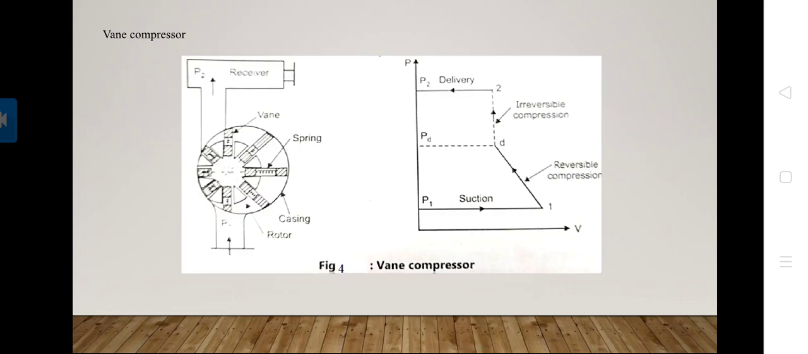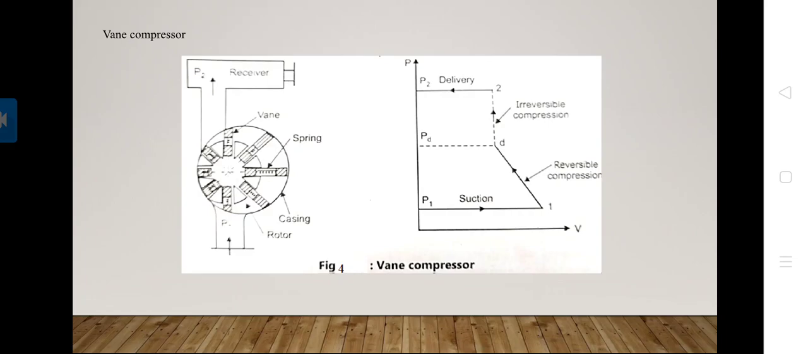These vane type and roots blowers are replaced by centrifugal compressors for their use in supercharging aero engines. This is because the centrifugal blowers are much more efficient, can be easily fitted into the design of the aero engines, and can be driven at much higher speeds.